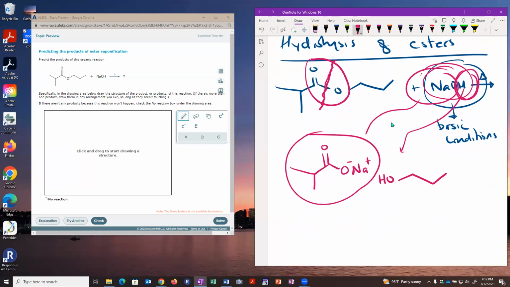So when you hydrolyze it, whether it's basic or acidic conditions, locate the ester functional group. We're going to break it immediately between the C double bond O and the oxygen adjacent to it. We get our fragments, and then we complete those fragments based on the types of conditions that we're working with. All right, so we have our products drawn here, which are the same products that we have written out on our sheet of paper.